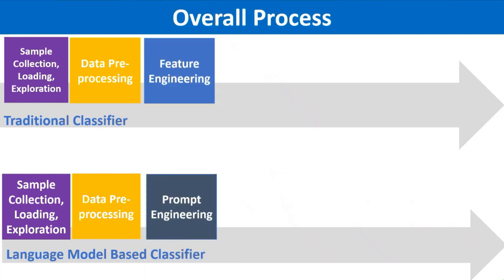So in a traditional classifier, it requires feature engineering to extract relevant patterns, often involving transformations like TF-IDF or embeddings. This stage is critical for model performance. In a language model-based classifier, instead of feature engineering, prompt engineering is used to guide the model. Here, carefully crafted prompts combined with few-shot examples help the LLM understand the task without explicit feature extraction.